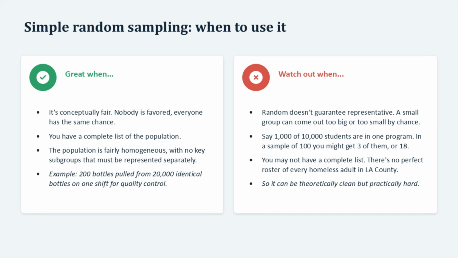On average, you would expect about 10 students from that program. But because the selection is random, you might get only 3, or maybe you get 18. Both are possible. So if accurately representing that subgroup really matters, plain simple random sampling can be a bit of a gamble. There's also a practical limitation. Sometimes you simply don't have a complete list of the population. So even though simple random sampling sounds great in theory, it may be impossible to carry out in practice.